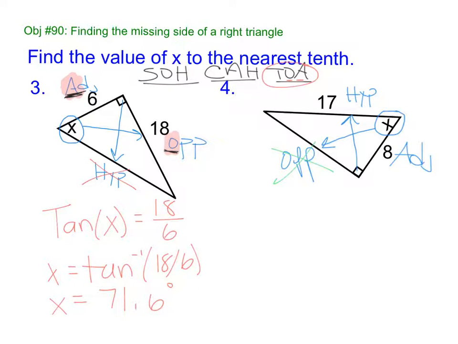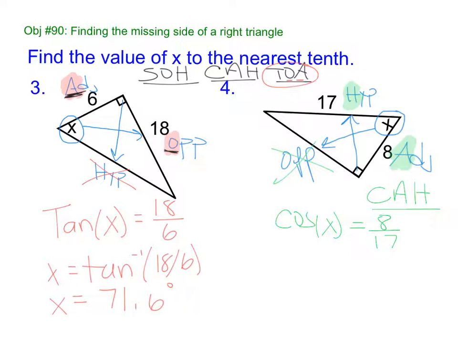Look at what's left. I'm left with my adjacent and my hypotenuse. So I'm going to look into SOHCAHTOA. Which one involves H and A? That's your CAH, right? CAH is H and A. So that means we're using cosine. Cosine of x equals A over H. My A is 8. My H is 17.